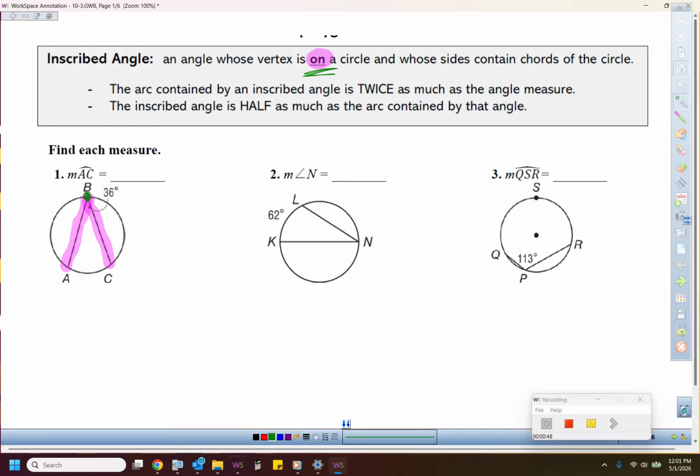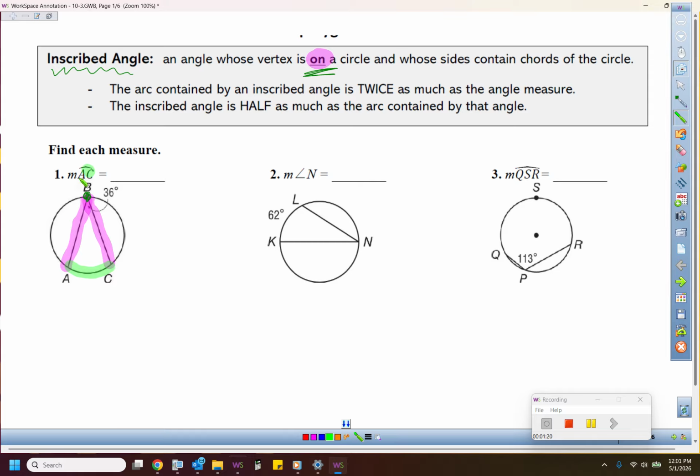Where is the vertex of this angle right here? It's on the circle. It's got a fancy name of an inscribed angle. I honestly don't care that much that you know what that's called, but ACT questions do use that word. It's like this is inscribed in this and inscribed in that. But here's the relationship. Check this arc out.